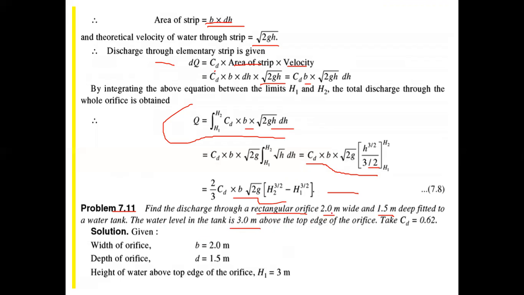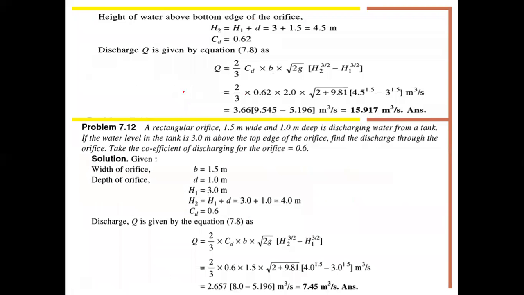Now, what is the width of the rectangular orifice? 2 meters. What is the depth of the orifice? 1.5 meters. Then the height of water above the top edge of the orifice, H1, is equal to 3 meters. Now, the height of water above the bottom edge of the orifice, H2, is equal to H1 plus D, that is 3 plus 1.5, which is 4.5. And the question also gives the CD value as 0.62.